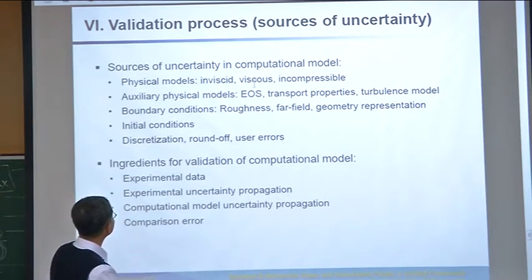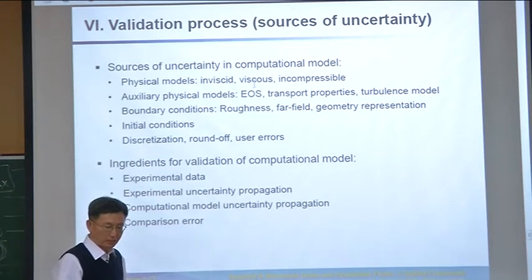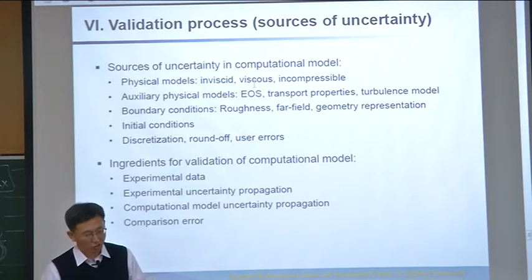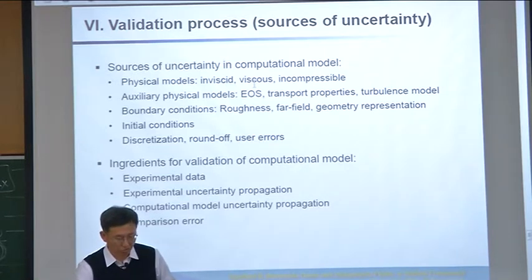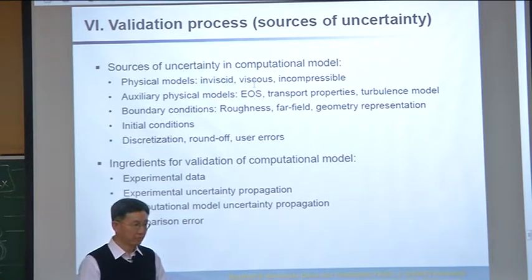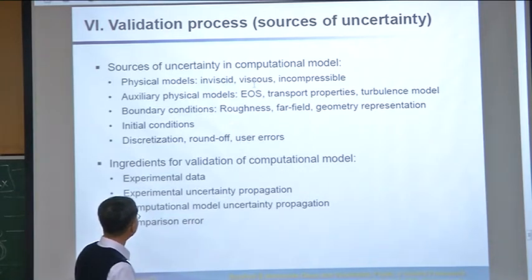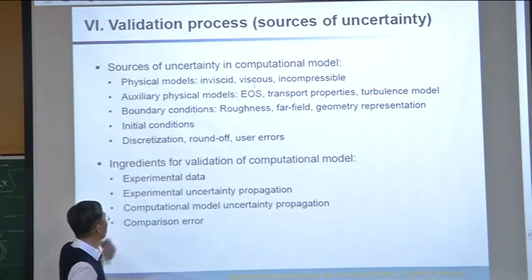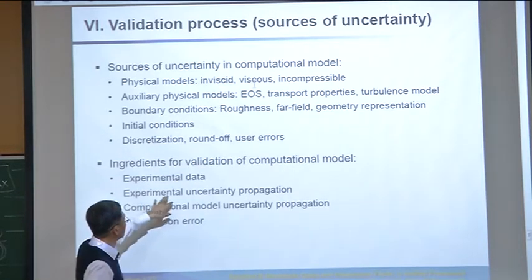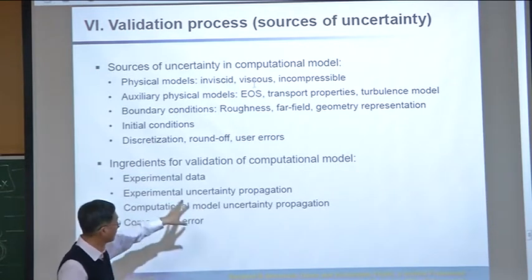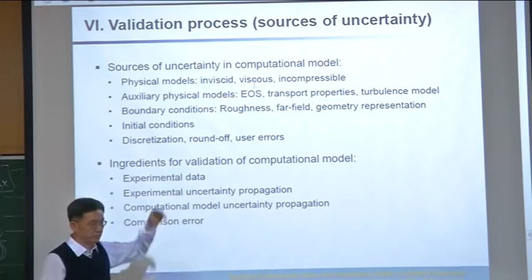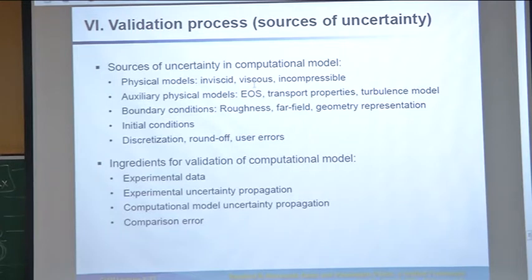There are also others. Roughness, in particular icing: the small icing droplets, micron size, stick to the surface. They change surface roughness. They change viscous shear stress, heat flux, and so on. Very, very sensitive. So that's the issue. Okay, so the ingredients for validation of computational models are, of course, the experimental data, experimental uncertainty propagation. This is one way to identify errors. Sometimes it's very useful. Others, and so on. Computational errors, and so on.